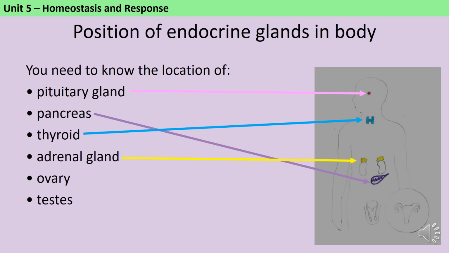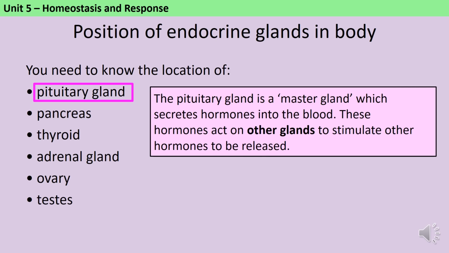Your thyroid is in the neck by the Adam's apple, and your adrenal glands are sat on top of the kidneys. And then depending on your sex, you have either ovaries or testes. The pituitary gland is called the master gland because it's a gland, but it acts on other glands. So the pituitary gland releases some hormones, and they move through the blood to the other glands and act on them, and then those other glands produce further hormones, so we can have a kind of cascade effect.